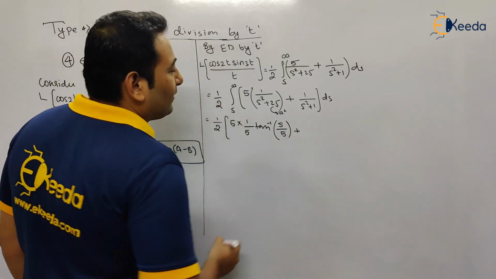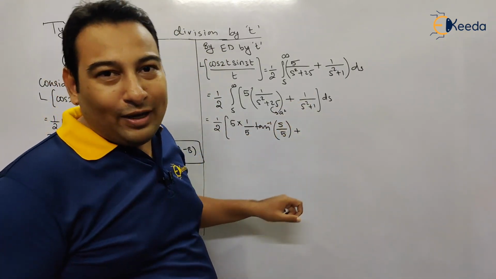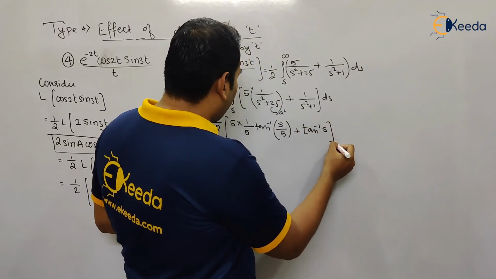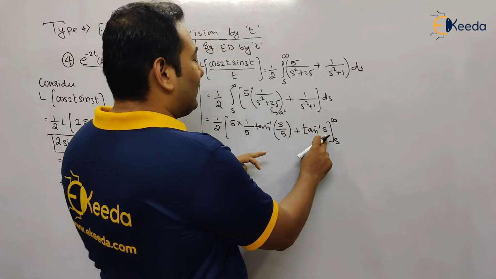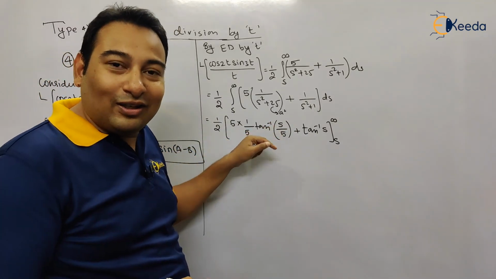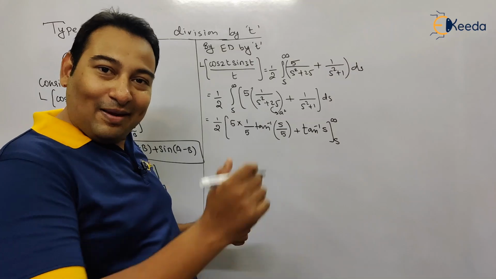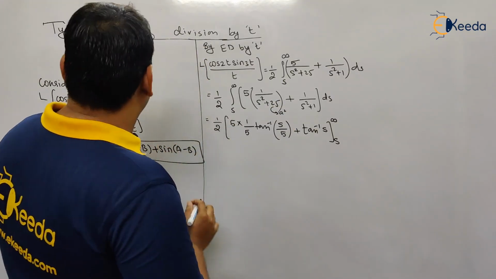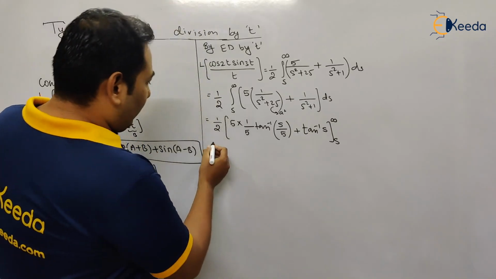Next, plus 1 upon s square plus 1. This is very simple. Formula number 3, tan inverse of s. Don't get confused between this s and 5. Please write down properly. Otherwise, both terms will look the same in the exam and you're going to cancel it. So please write down properly. And so let us move on.